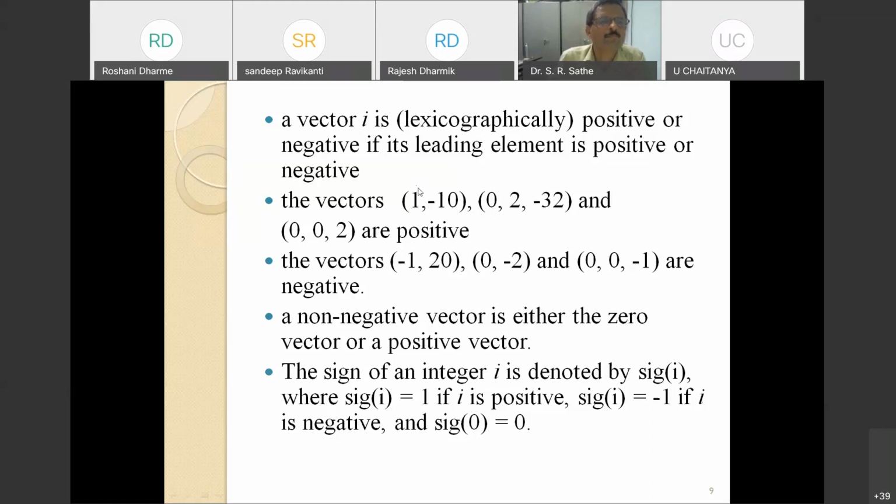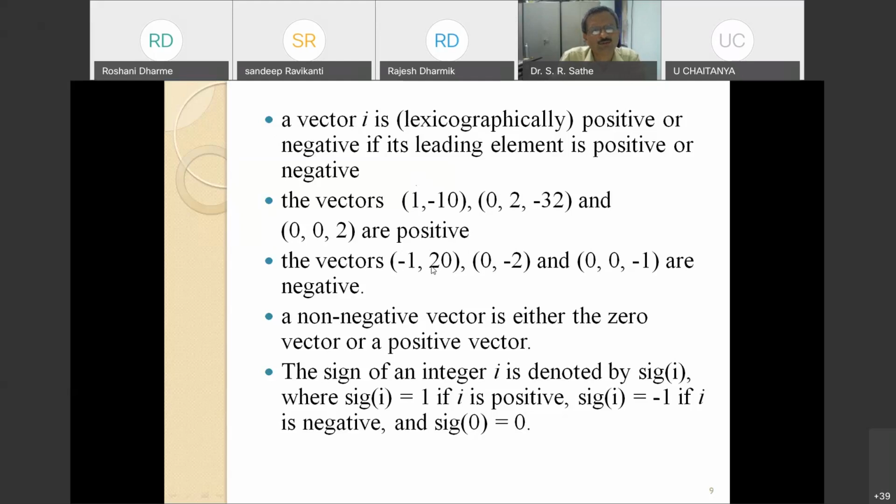Okay, so 1, minus 10, 0. Then the second vector is 0, 2, minus 3, 2. The second vector is also positive because the first non-zero entry is 2, which is positive. In the third, 0, 0, 2, the first non-zero entry is 2 and it is positive. So these are all positive vectors. We call 1, minus 10, 0; 0, 2, minus 3, 2; and 0, 0, 2 as positive vectors.